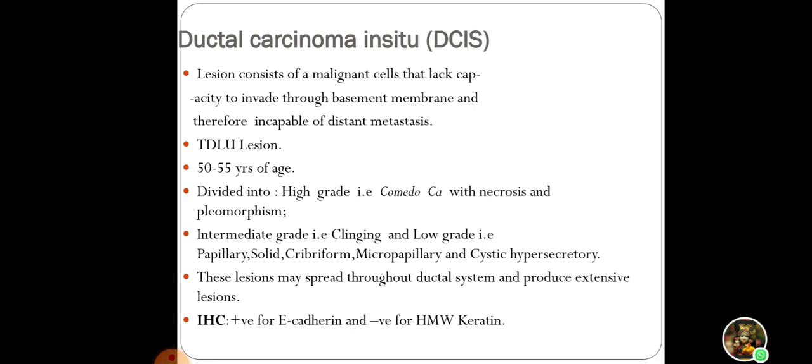To start with, ductal carcinoma in situ: the lesion consists of malignant cells that lack the capacity to invade through the basement membrane and are therefore incapable of distant metastasis. It occurs at 50 to 55 years of age, and is divided into high grade, which shows comedo necrosis and pleomorphism, intermediate grade, and low grade: clinging, papillary, solid, cribriform, micropapillary and cystic hypersecretory. These lesions may spread through the ductal system and produce extensive lesions. IHC is positive for E-cadherin and negative for HMW keratin, which is high molecular weight keratin.